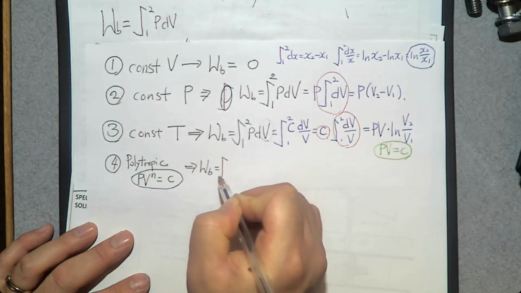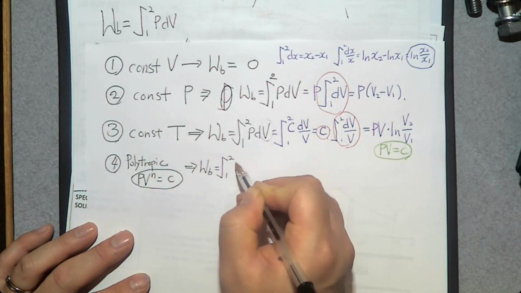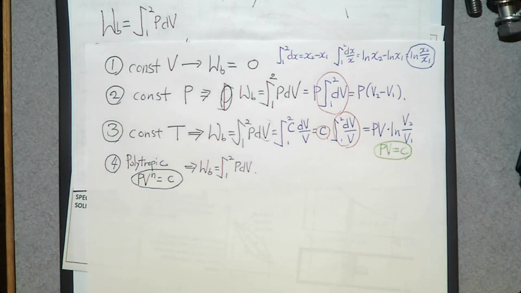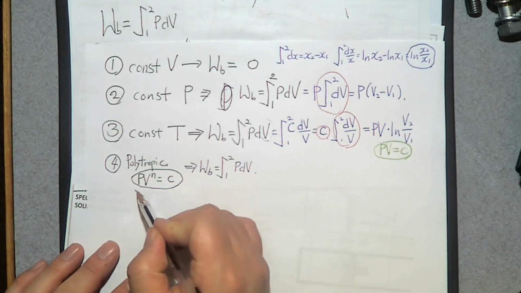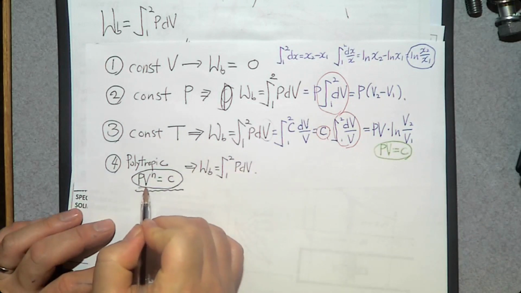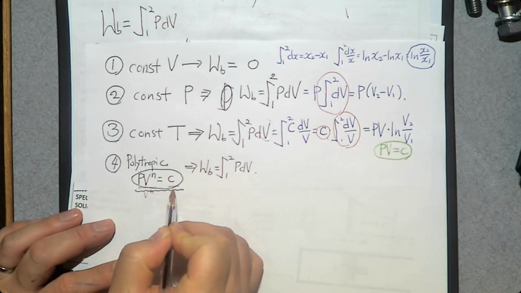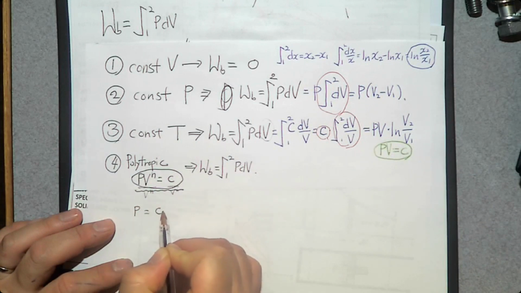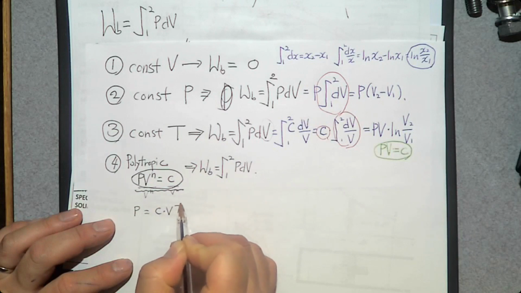WB is the integral from 1 to 2 of PdV. Then the problem is that we need to know the relation between P and V so that we can replace this P with V. Then you can solve that integration. Then what is the relation? It's right here. PV to the power n is constant. Then you can divide each term by V to the power n. Then what do you get? P is C times V to the power minus n.